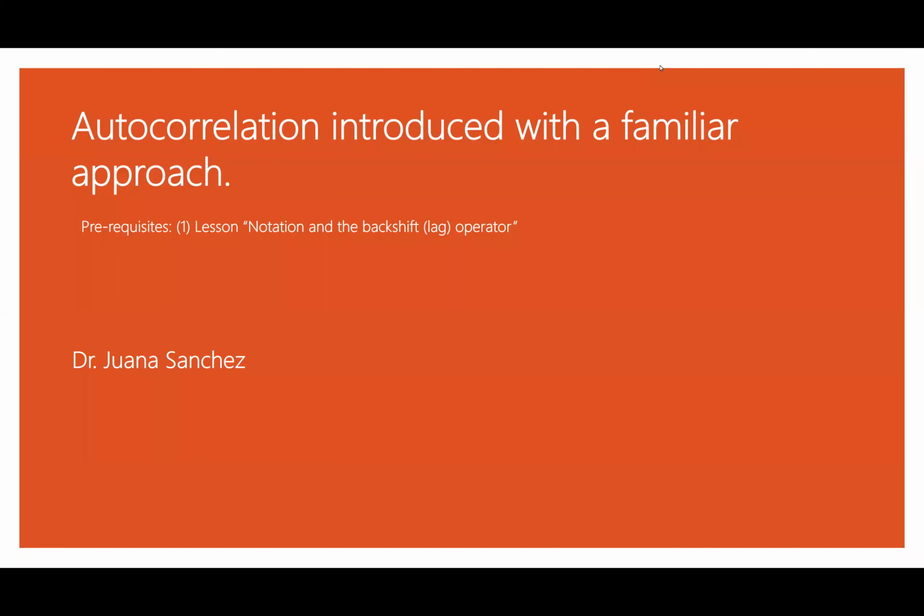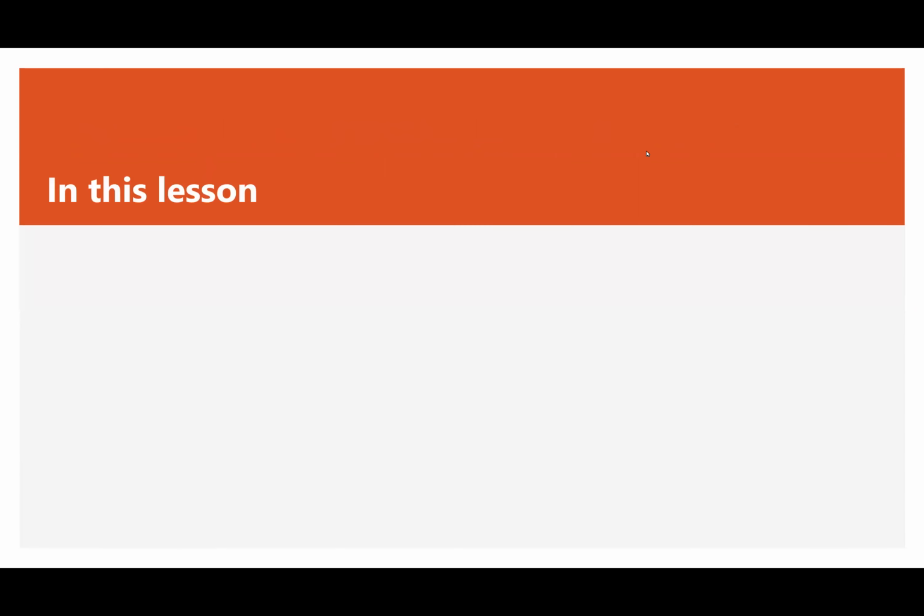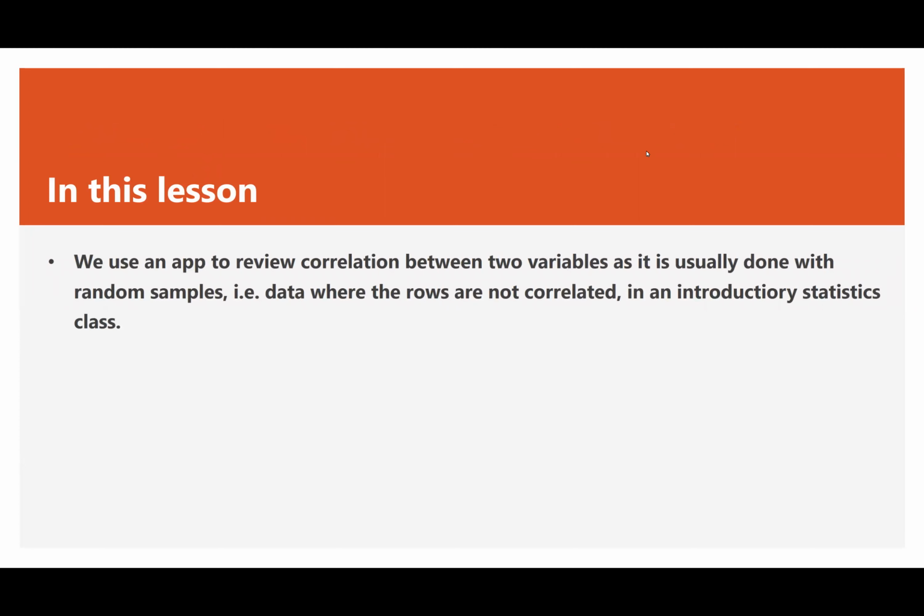In this lesson, we are going to introduce autocorrelation of a time series, but we are going to introduce it with a familiar approach, which is the approach you use when you study correlation between two variables in the introductory statistics class. So we will use an app to review correlation between two variables, as it's usually done with random samples in an introductory statistics class.